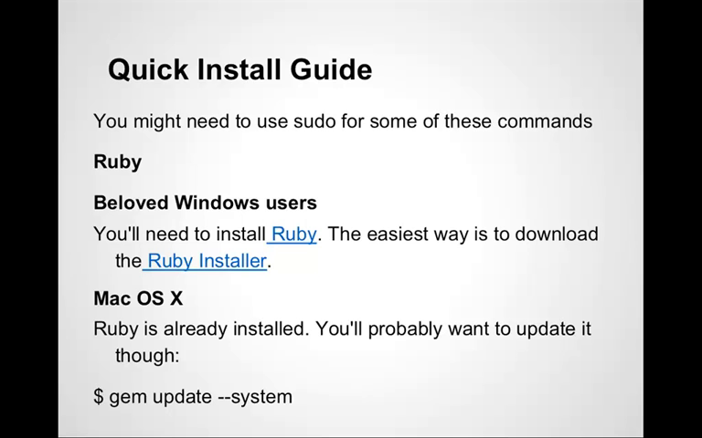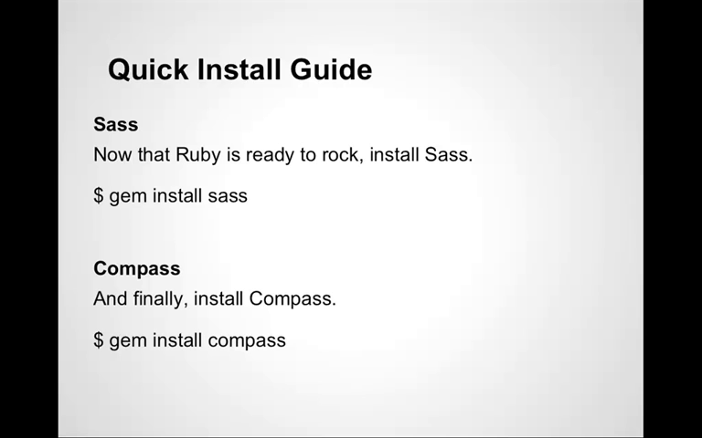I don't use Windows, but I've got some coworkers that did it. It was really painless. Mac OS 10, and I don't have Linux on here, but it's going to be very similar. Ruby's already installed. You can just update it with the command at the bottom. And you'll want to get Sass, which is gem install Sass. And finally, Compass, which is gem install Compass.